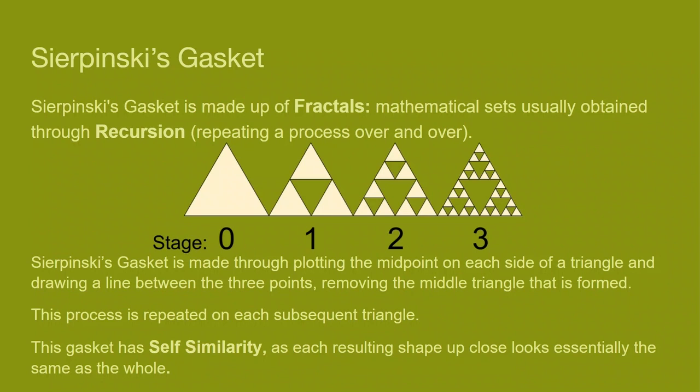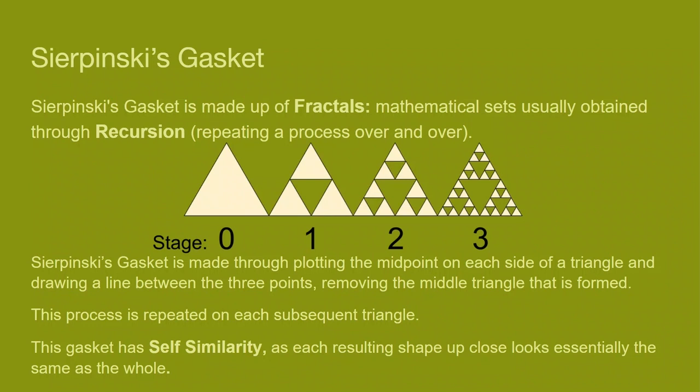To make one of these, you can take an equilateral triangle, then find the midpoint of each side. From there, you are going to draw a line between each of those midpoints, creating a triangle in the middle. And with that triangle, you're going to remove it from the hole. This process is repeated over and over again, as you can see through recursion, taking away more and more triangles, however, creating more and more smaller triangles.